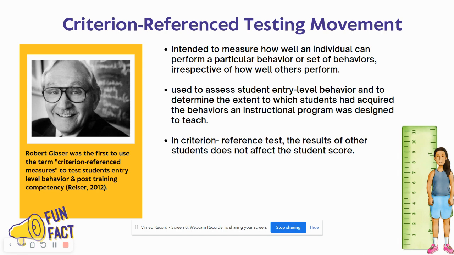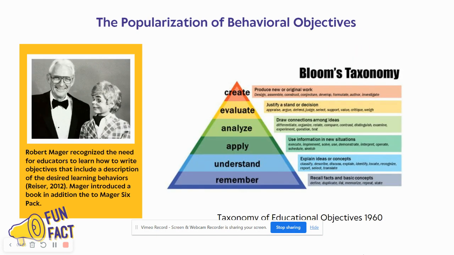Robert Glaser was really the first person to coin the term criterion reference measurement and test the entry level behaviors of it all. Within that, it indicated the use for this assessment in student entry. And that is what we're using at the time.